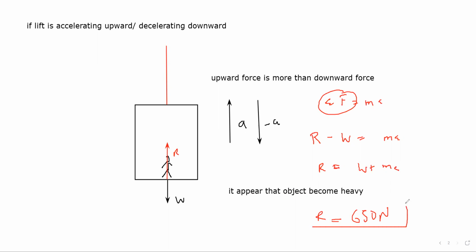The new weight, because the normal contact force is balancing with the downward force, is causing an acceleration upward. So as the normal contact force increases, it means the apparent weight, this is not the actual weight, it is called apparent weight. It appears that the weight of the object increases. Is this scenario clear? When the lift or object is accelerating up or decelerating down, it appears that the object becomes heavy.